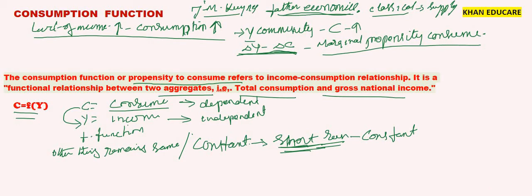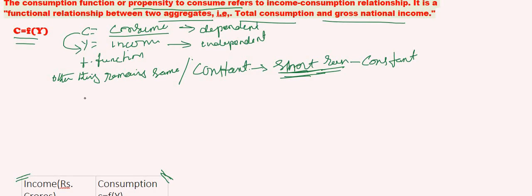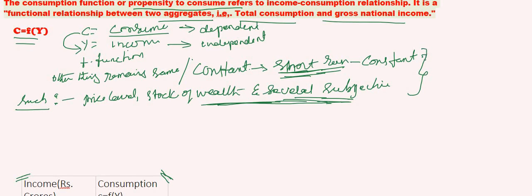So all other factors are held constant in this consumption function, such as price level, stock of wealth, and several subjective factors which determine the consumption level. J.M. Keynes used only income as the determinant of consumption. So these factors will be held constant in the consumption function.